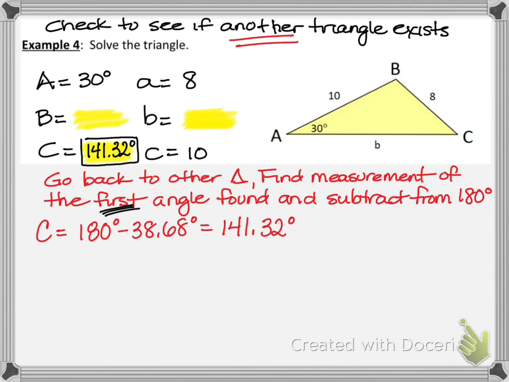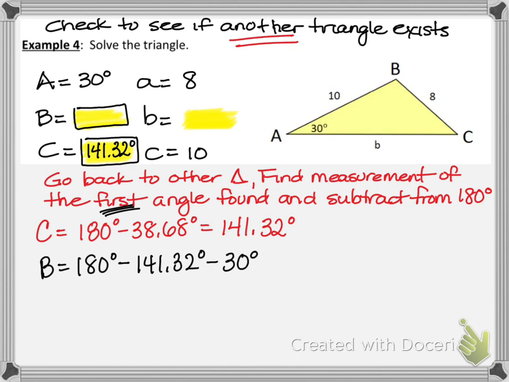Okay? The next step is to find the other angle, because once you have two angles, you can always find the third angle. So capital B is now 180 minus 141.32 degrees minus 30 degrees. So go ahead and subtract those. All right, what you should have got was 8.68 degrees, which is an answer that makes sense. So I go here and put 8.68 degrees, okay?